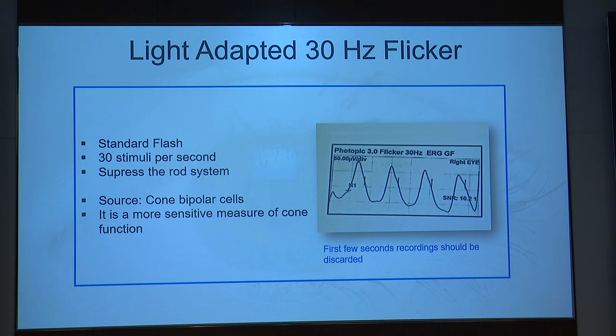This flickering of the light should be more than 30 flashes per second, or 30 hertz. It suppresses the rod system because there is no gap in between. What you get is only cone bipolar cell stimulation and their waves. It is a more sensitive measure of the cones. So by this time we know that if you have to check the rods, you go for the dark adaptation test. If you have to check the cones, you have to go for the light adapted tests.